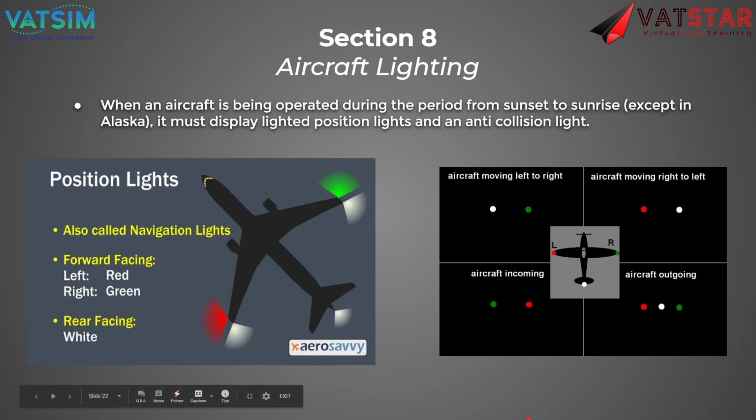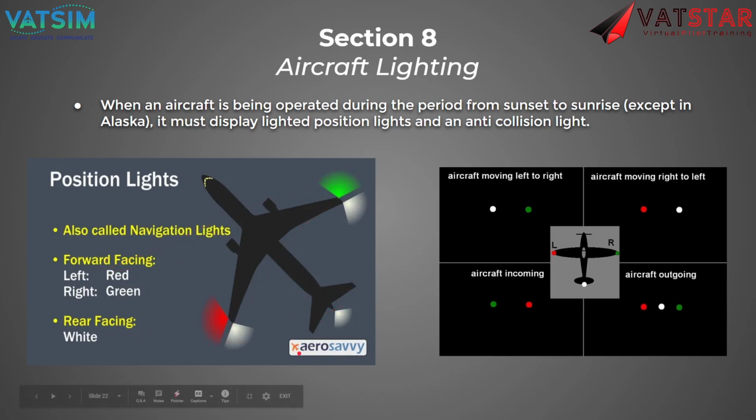Aircraft lighting. This is another way that aircraft lights are useful. These lights will actually help you avoid other aircraft at night. When an aircraft is being operated from sunset to sunrise, you have to have your navigation lights on, which are these green, red, and white lights, as well as an anti-collision light. That could be strobe lights, that could be beacons. Those are the primary types. These lights are critical in telling us which way aircraft are moving at night. You have forward-facing red and green lights and rear-facing white lights.